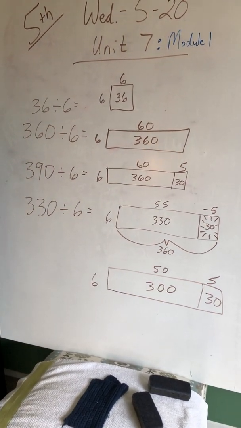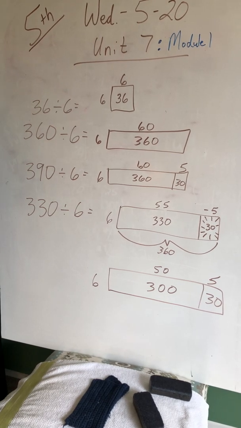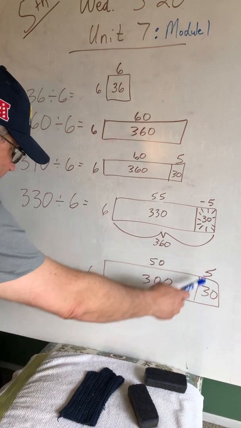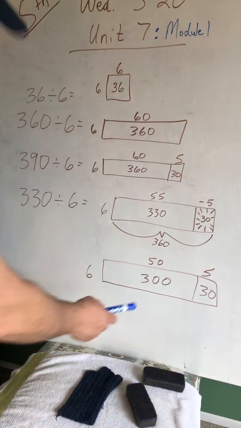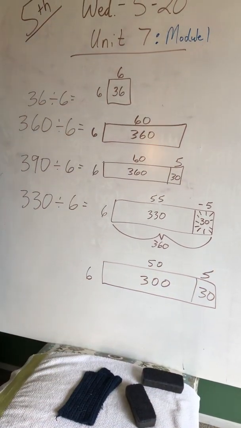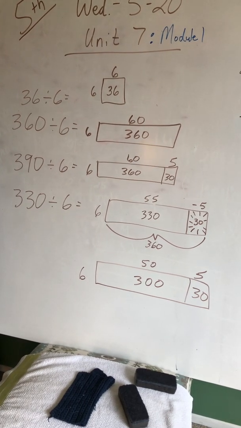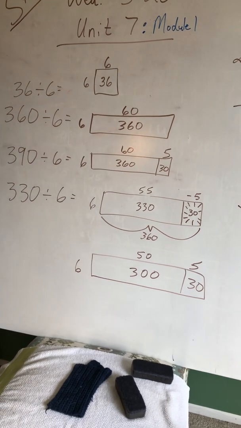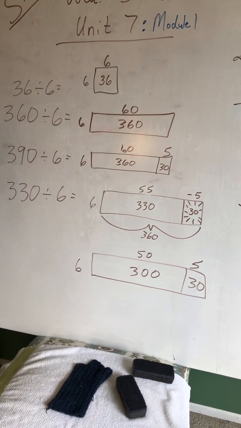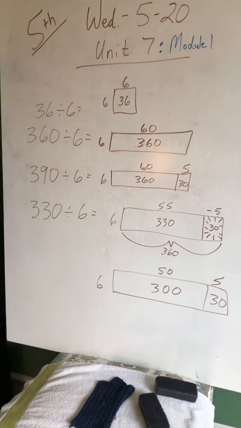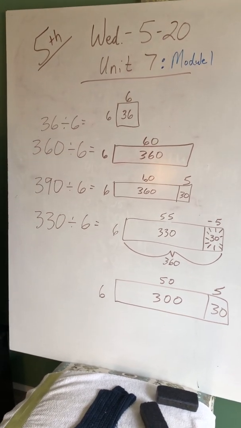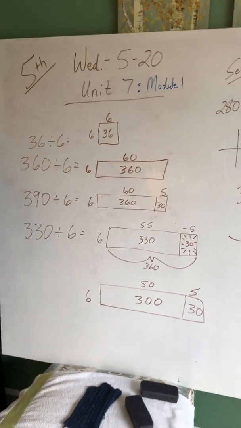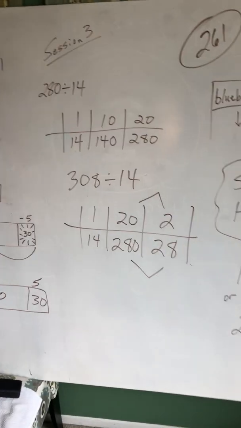Now, some of you were probably thinking, well, Mr. Bauer, you can just do 6 times 50 is 300, and then 6 times 5 is 30, and yes, you can, and you'd still get your 330 divided by 6 equals 55, okay? So that's a quick review. That's pretty much what they wanted to show you from Session 2. And remember, Session 1 is just the assessment, okay? So that's Session 2. Here's Session 3, okay?